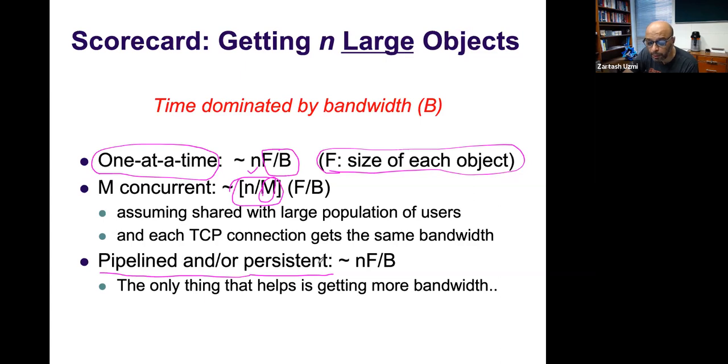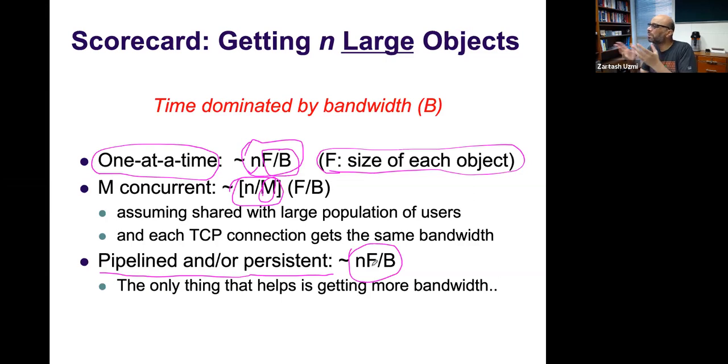If you have pipelined or persistent connections, then this time that you get for one single object, NF over B, ये इसमें कोई change नहीं आती. ये approximately वही time रहता है. Well, maybe थोड़ा सा incremental फर्क पड़ जाएगा because you are using pipeline and persistent connections. But since these objects are very large, most of the time is spent in actually transmitting those objects, not in the round trip times. Round trip times में इतना time नहीं खर्च हो रहा.